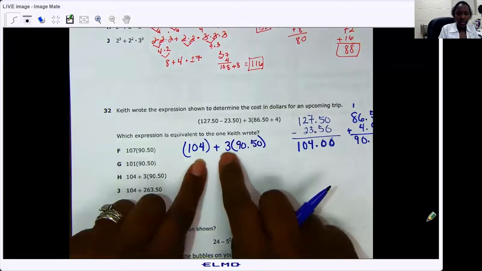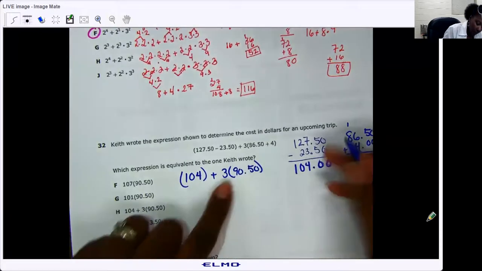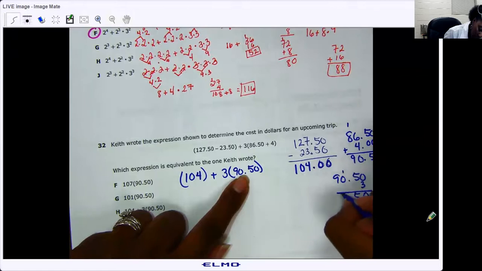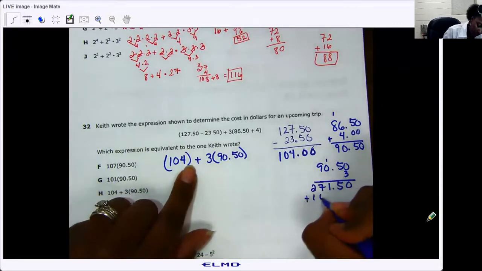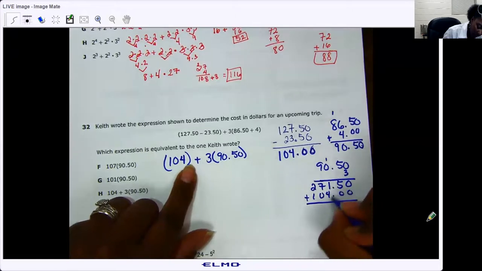Okay. Now we need to take care of this 3 times 90.50, because order of operations tells us that we need to do the multiplication next. Then we can add that to the 104. So over here, let me do my 90.50 times 3. 3 times 0 is 0, 3 times 5 is 15, 0 plus 1 is 1. 9 times 3 is 27. So we have 271.50, and we know that we need to add 104 to that. So we have 50, 4, 5, 7, 3.